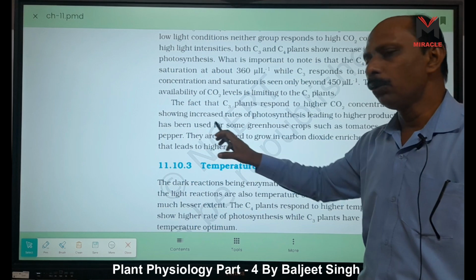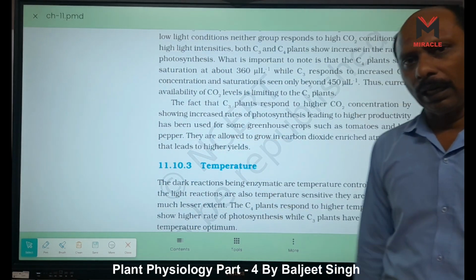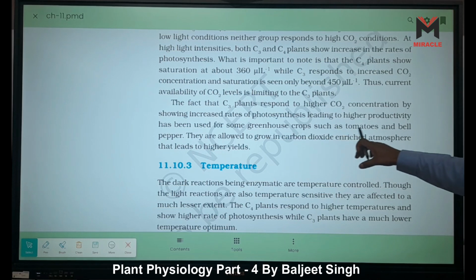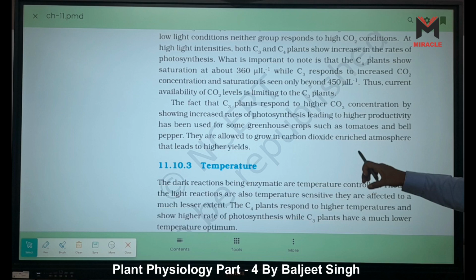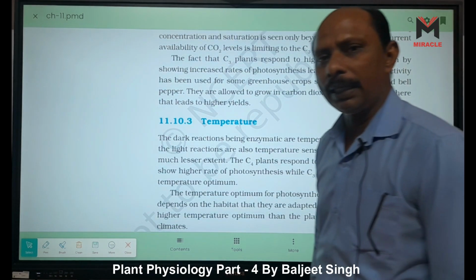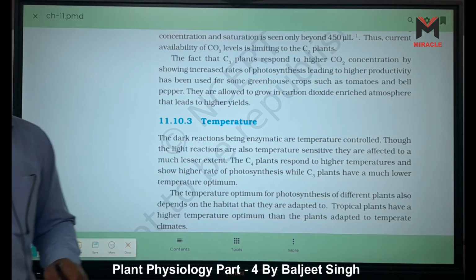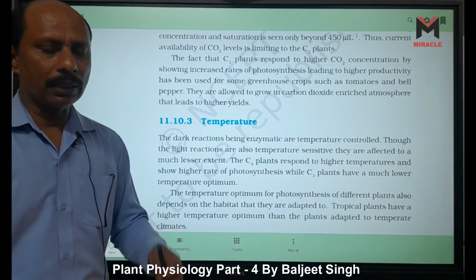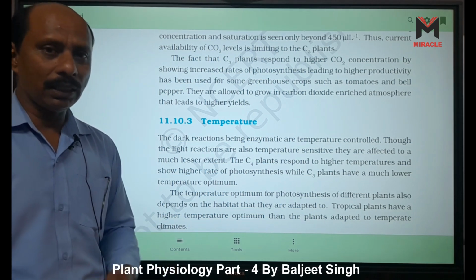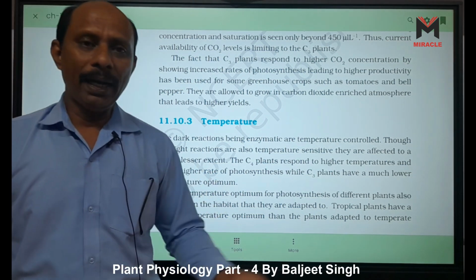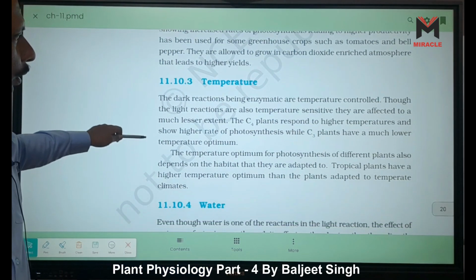has also been used for some greenhouse plants in polar regions. What happens? They form a glass house, right? That is called greenhouse crops such as tomato and bell pepper. They are allowed to grow in a carbon dioxide enriched atmosphere that leads to higher yielding. So C3 plants show high productivity in high CO2 concentration. Why the high concentration? Because when the concentration is high, then RuBP binds with CO2 mostly, right? And more productivity is there.